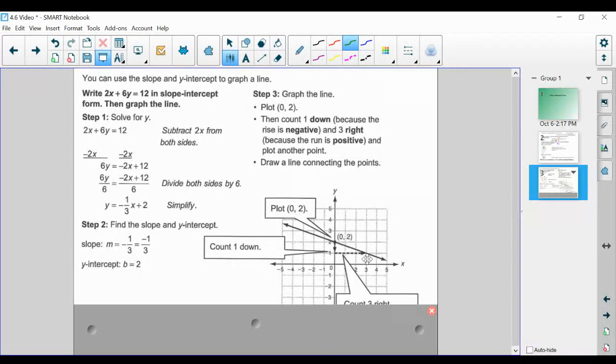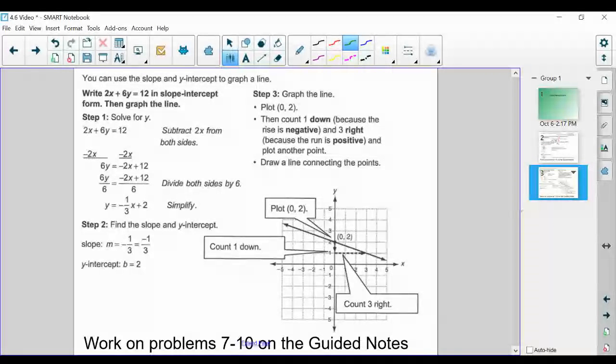All right, folks, great job with this. With this in mind, please work on problems 7 through 10 on your guided notes.